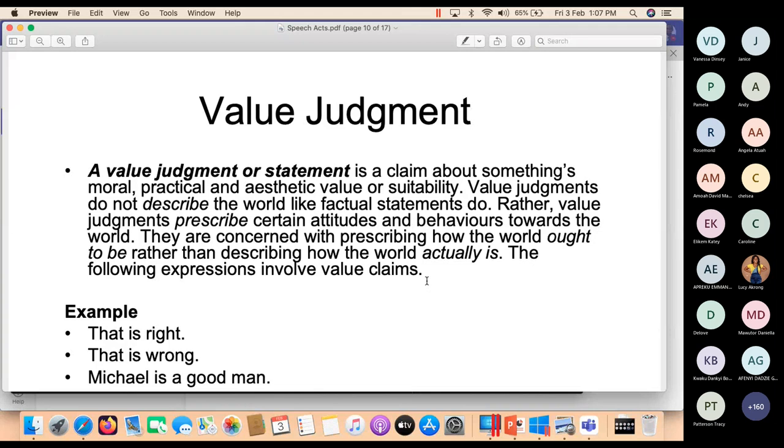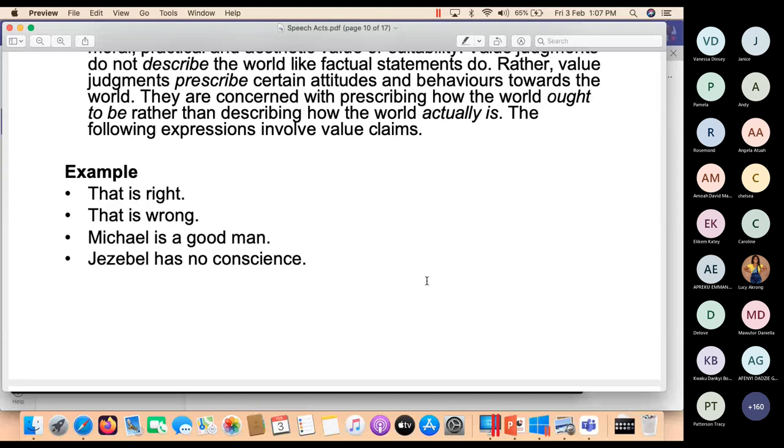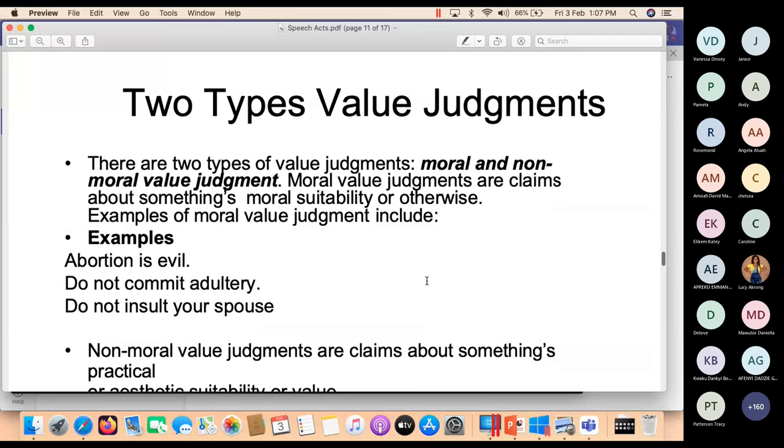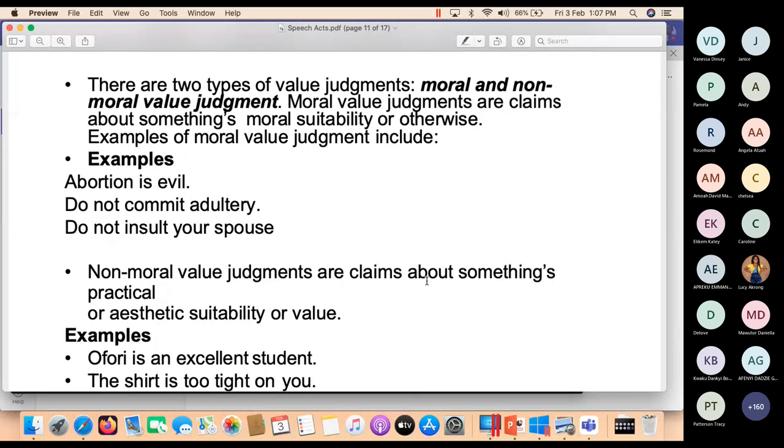Examples: that's right, that's wrong. Michael is a good man. Jezebel has no conscience. So you can see that this is different from factual statements. Factual statements are about facts and value statements are about values. Then you have two types of value judgments: moral value judgments and non-moral value judgments. Examples of the moral ones are: abortion is evil, do not commit adultery, do not insult your spouse. Those are moral value judgments.